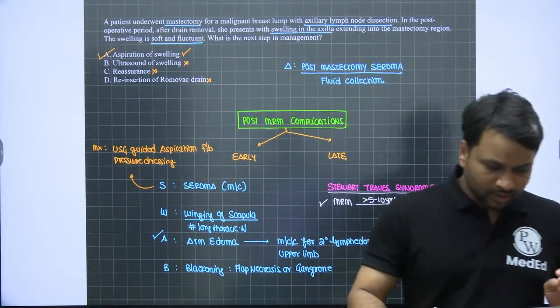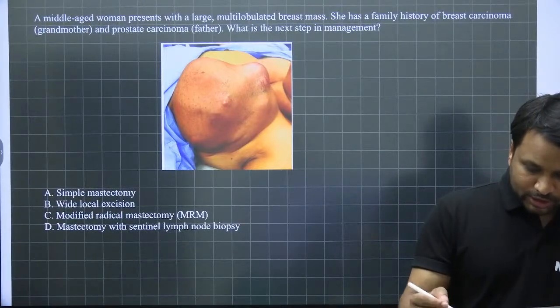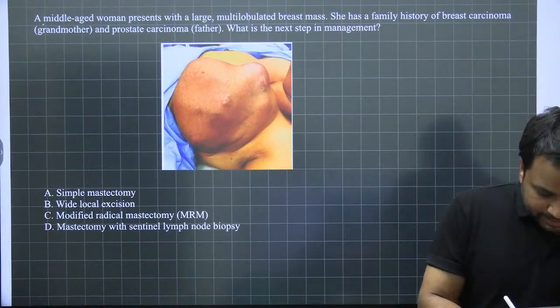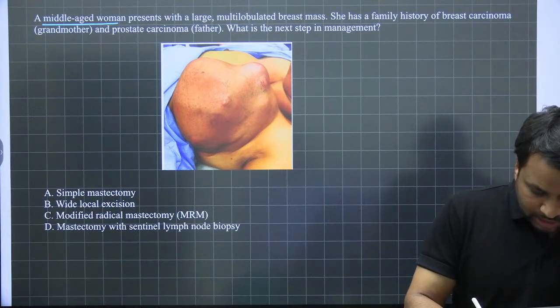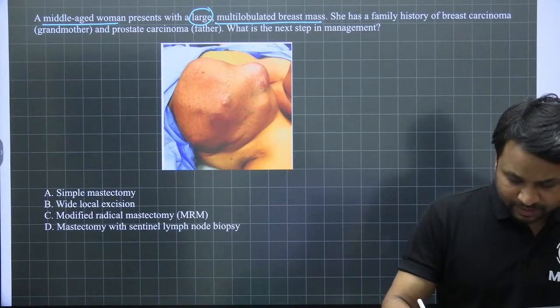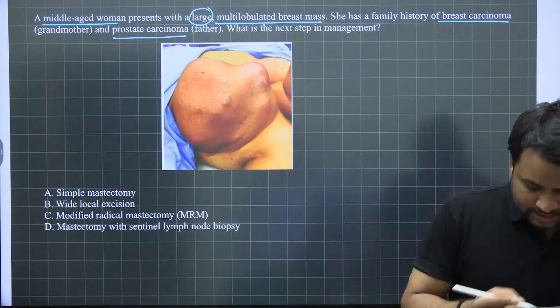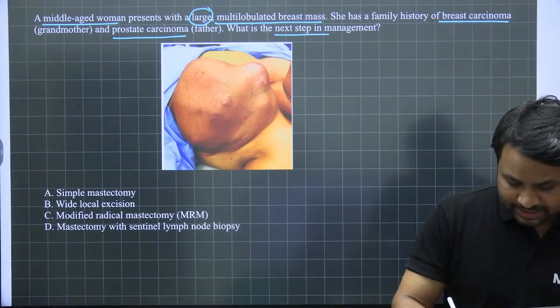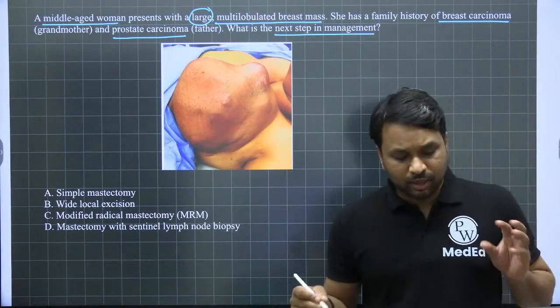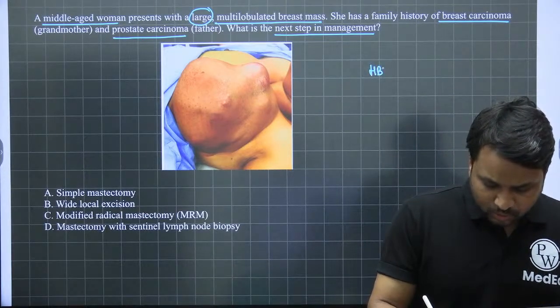Right? Now, going on to question number 2. In question number 2, I have a middle-aged woman presents with large multilobulated breast mass, family history of breast cancer as well as prostate cancer is present. What is the next step in the management? Now, when I say the family history is present, so this is an HBOC syndrome.